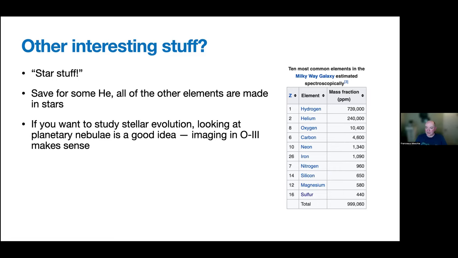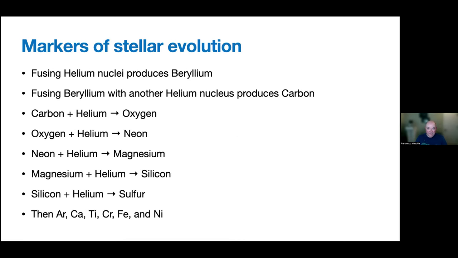Sulfur, with an atomic number of 16, is not a very widely abundant element in the universe, but it's interesting because it's associated with the later stages of evolution of very massive stars. So red supergiants, when they start forming heavier elements. And they are markers of stellar evolution. These are some of the reactions that you find in this so-called multi-alpha process.